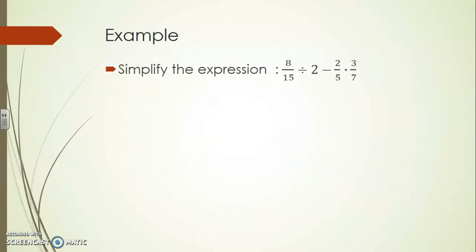Here's a more complex situation where we have multiple operations taking place. We will try to simplify the expression 8/15 divided by 2 minus 2/5 times 3/7. Remember, priority of operations will force you to do the division and the multiplication before focusing your attention on the subtraction. Although we are dividing by 2, we can think of 2 as being 2 over 1, which is a fraction of its own.